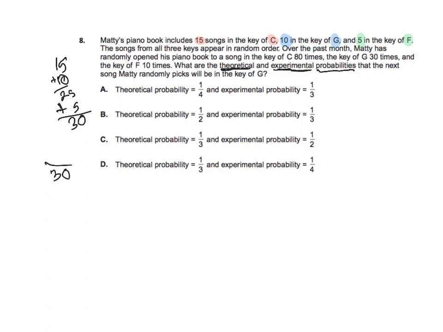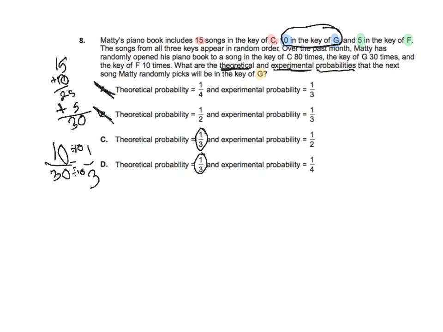Now, in our question, we see that it's talking about the key of G. We are looking for the key of G. So we look at the number right here to see that it is 10 for the key of G. We can reduce that by 10 to get 1/3. So the theoretical is 1/3. We see that here and here. So that means B and A we can eliminate. Now let's do the experimental.